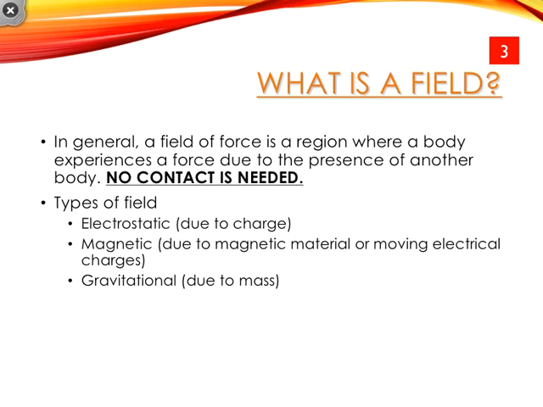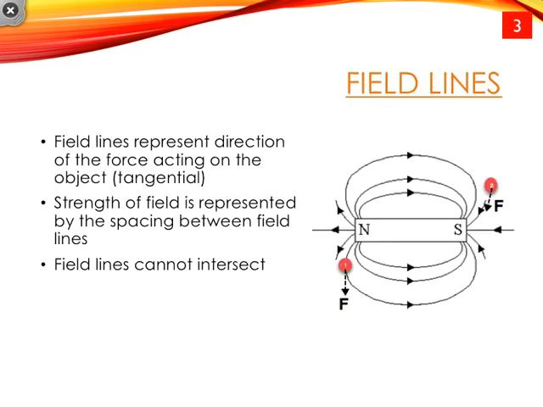Each field has something particular that it acts on. For an object to be affected by a G field, it must have a mass. For an object to be affected by an electrostatic field, it must have a charge. For something to be affected by a magnetic field, it must either be a magnet or it could be magnetized. Or later you learn that moving electrical charges are also affected by a magnetic field. No contact needed. That's the most important takeaway.